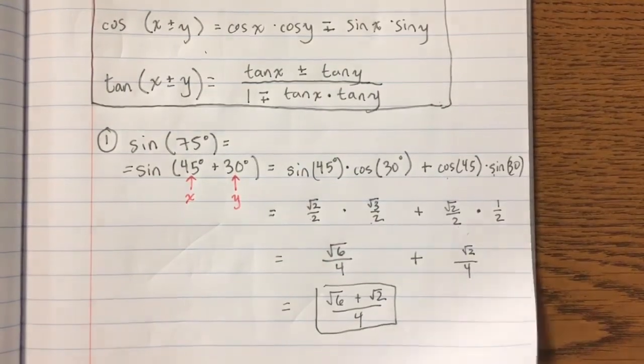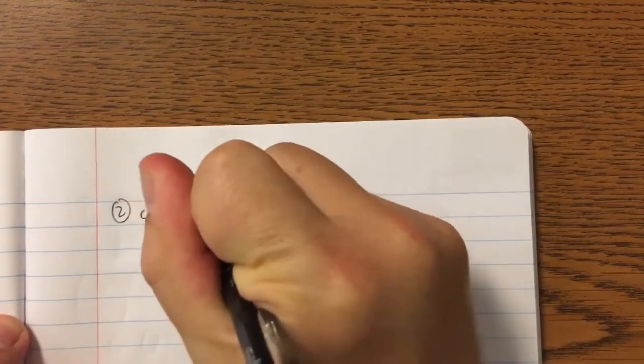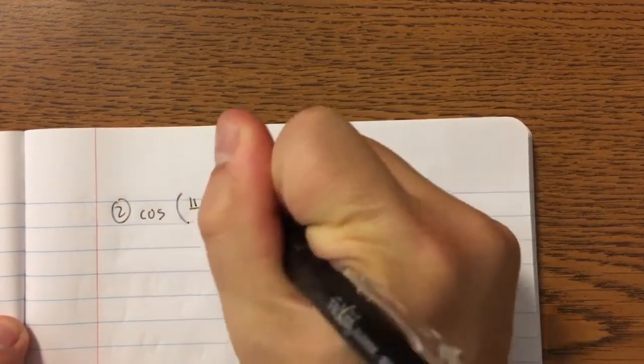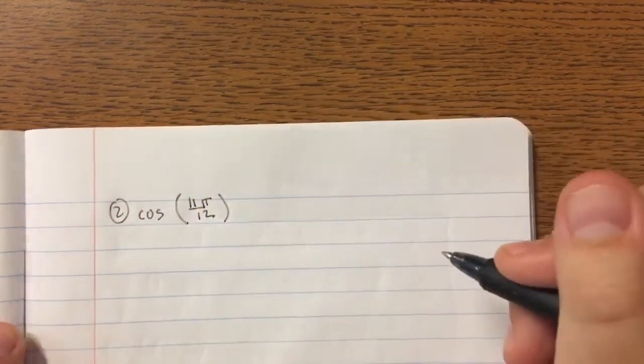All right, so let's do another one. Let's do cosine of 11 pi over 12. Okay. So there's a couple of ways you can get there, and I don't want to give anything away. So I want you to really think about this. Look around your unit circle. You've got pi over 6, pi over 4, pi over 3, pi over 2, all those common angle measures.